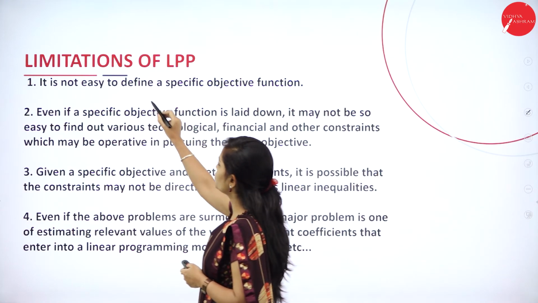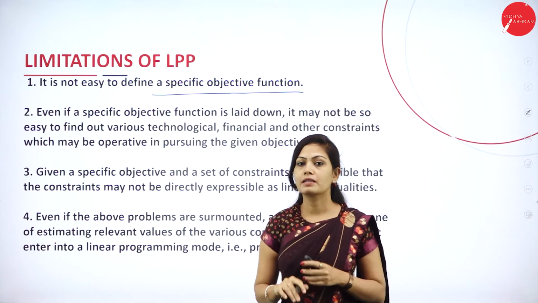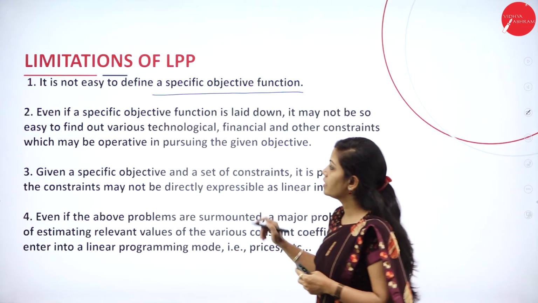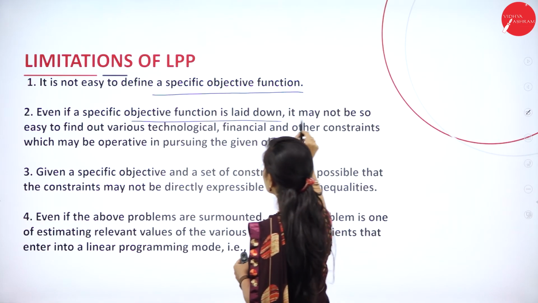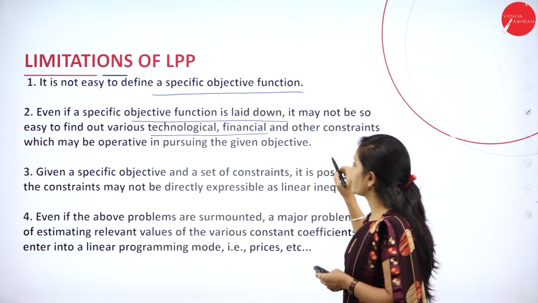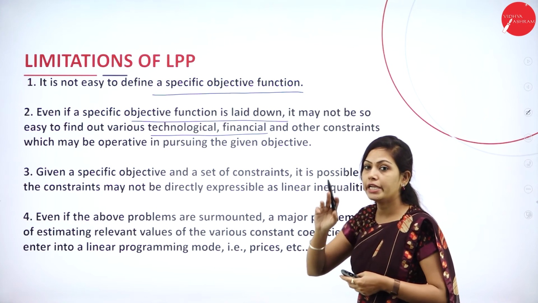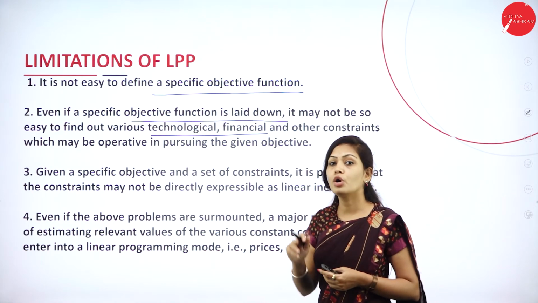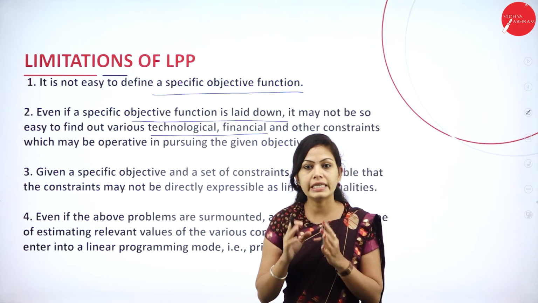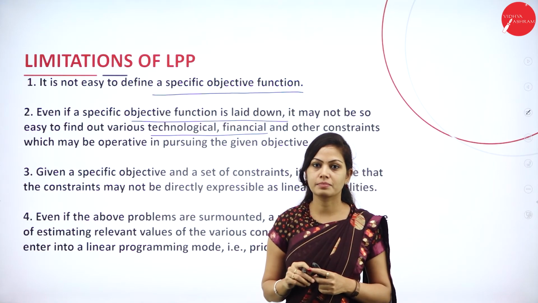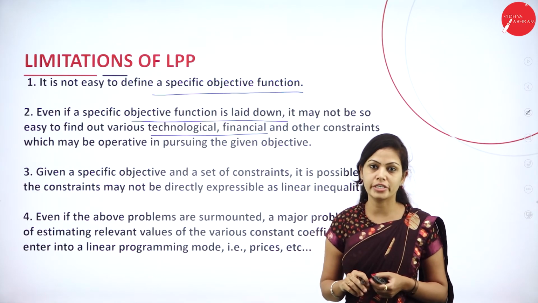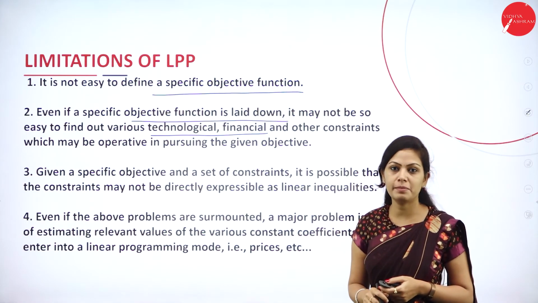It is not easy to define a specific objective function. It is not an easy task to find the objective function for a given problem. And even if a specific objective function is laid down, it may not be so easy to find the various technological, financial and other constraints. Linear programming can be applied only when the objective function and all the constraints can be expressed in terms of linear equations or inequalities. So these are the limitations of LPP.